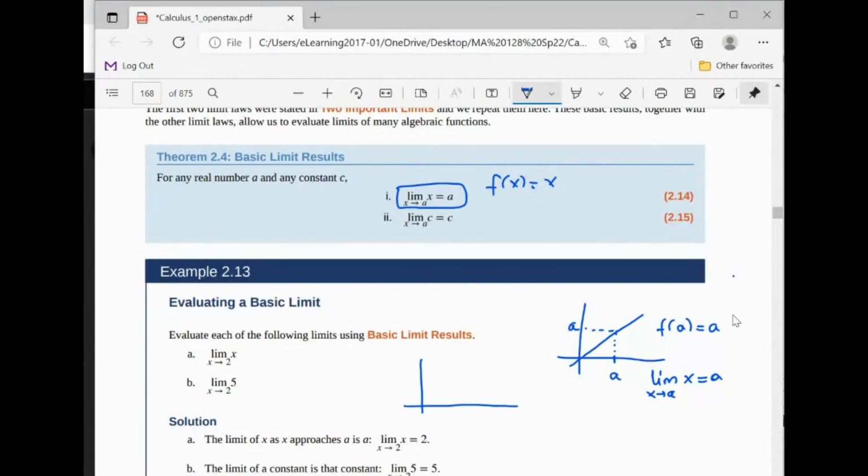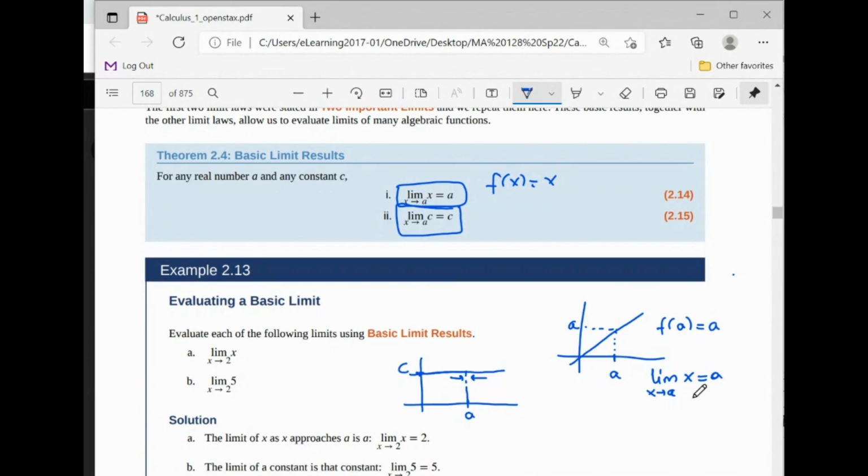And it is telling you if you have a constant function c, at any point a, the limit of this function will be c, because this is a constant function. Even if you go from right or go from left, the function values will always be equal to c. So these are two basic limit results.